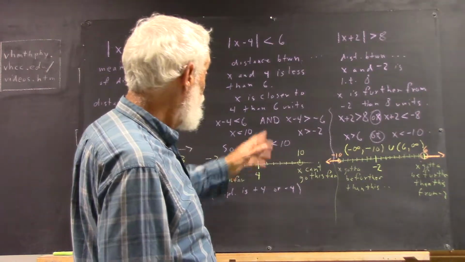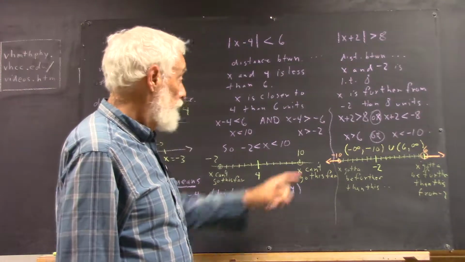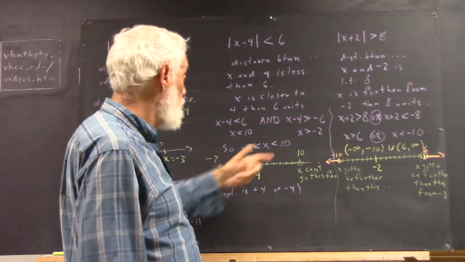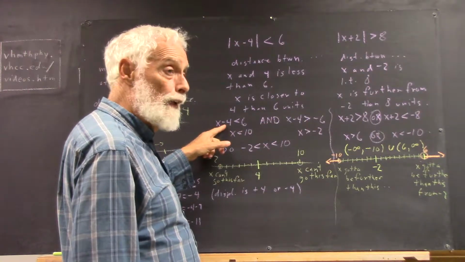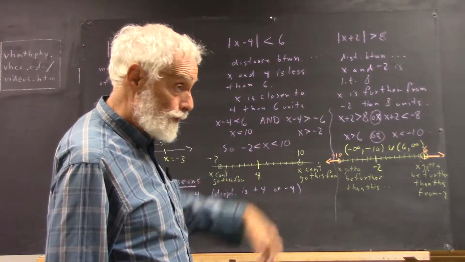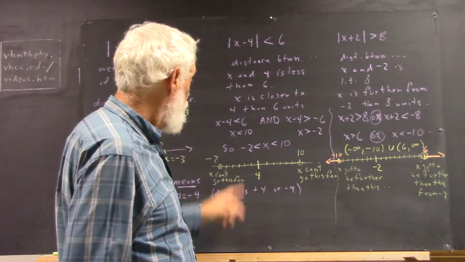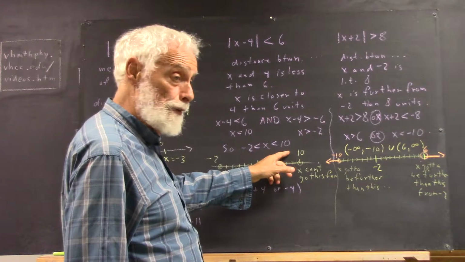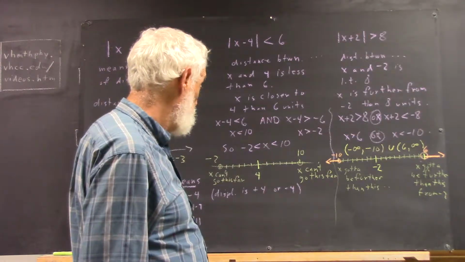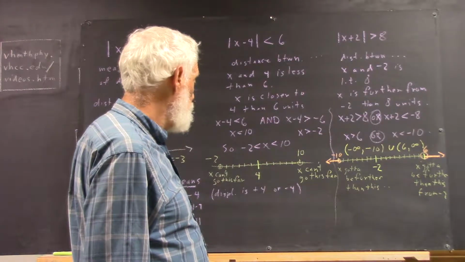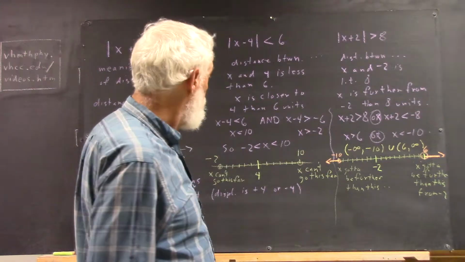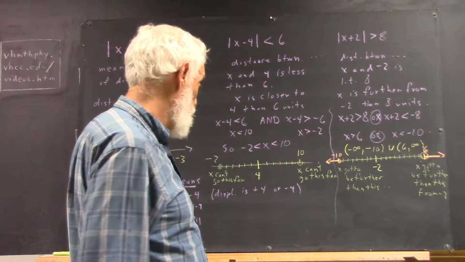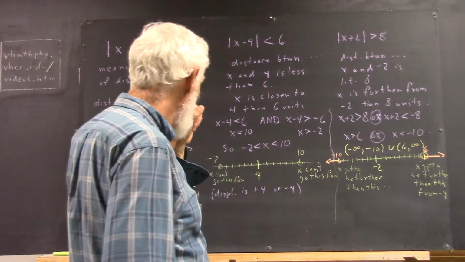Now, x has to satisfy both conditions. If it doesn't satisfy this condition, then it's 6 or more units from 4. If x doesn't satisfy this condition, it's 6 or more units from 4. Okay? Now, we combine these two to say negative 2 less than x less than 10. Okay? Now, we can also have done this using a number line without any algebra or anything to see if it's consistent.